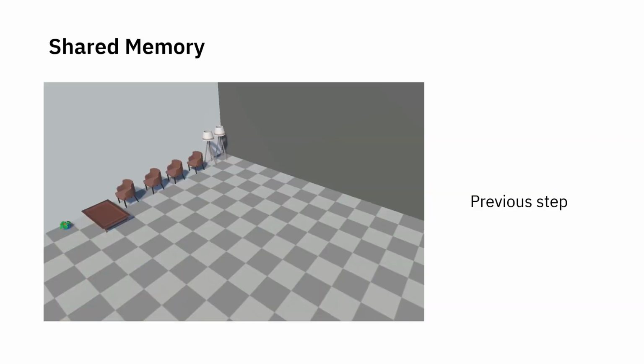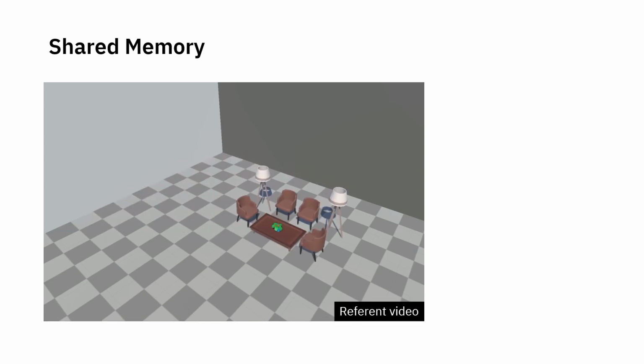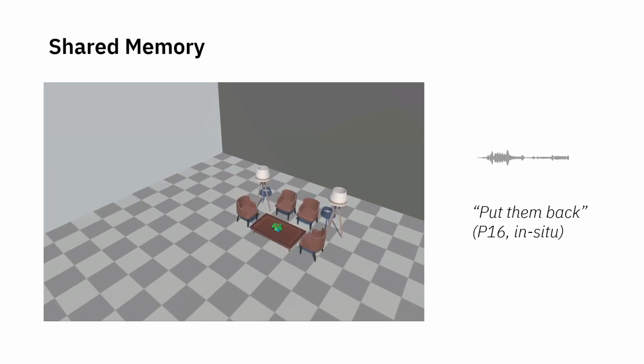Participants anticipate that the agents keep track of their interaction history. Here, in the previous step, the participant had prompted the agent to arrange the furniture. To align the furniture against one side of the wall, some participants simply asked to restore the objects to their prior state, such as put them back.